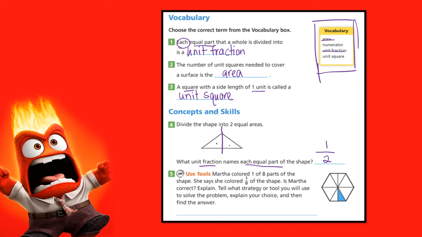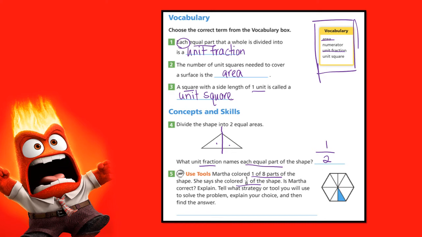Number 5, Martha colored 1 of 8 parts of the shape. She says she colored 1/8 of the shape. Is Martha correct? Explain. Tell what strategy or tool you would use to solve the problem. Explain your choice and then find the answer. So she colored 1 of 8 parts, and she's saying that she colored 1/8 of the shape.